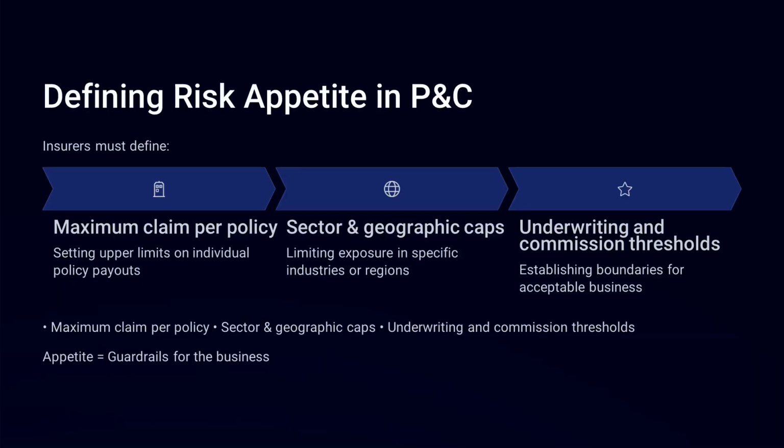Defining risk appetite. Every insurer must define its risk appetite clearly. That includes maximum policy exposure per line, regional and sector caps, limits on broker commissions, and triggers for escalation when things exceed thresholds. Without this, underwriting drift is inevitable, especially in competitive markets.